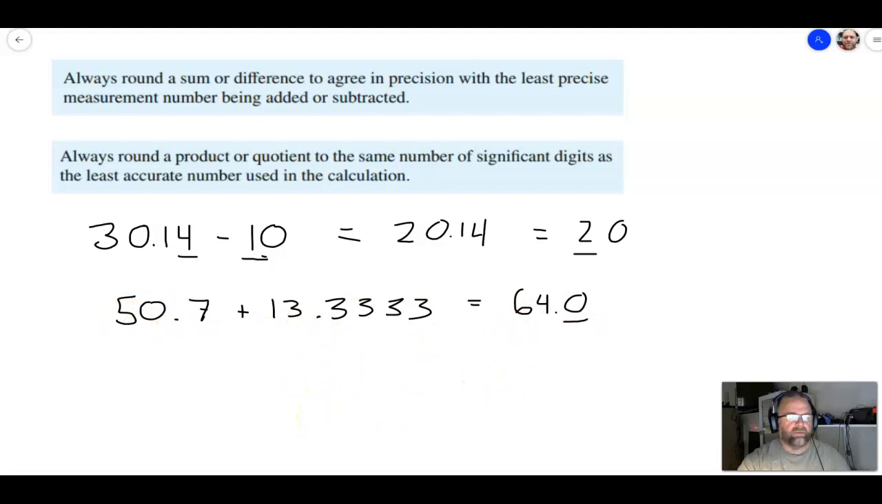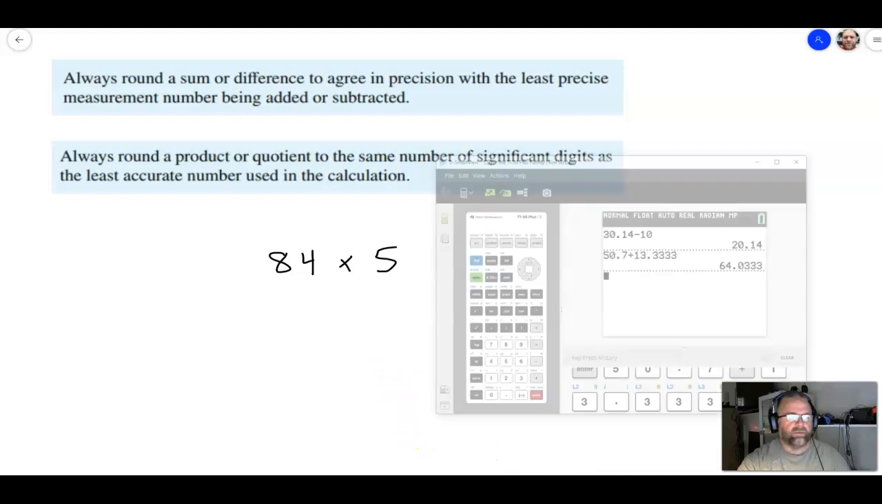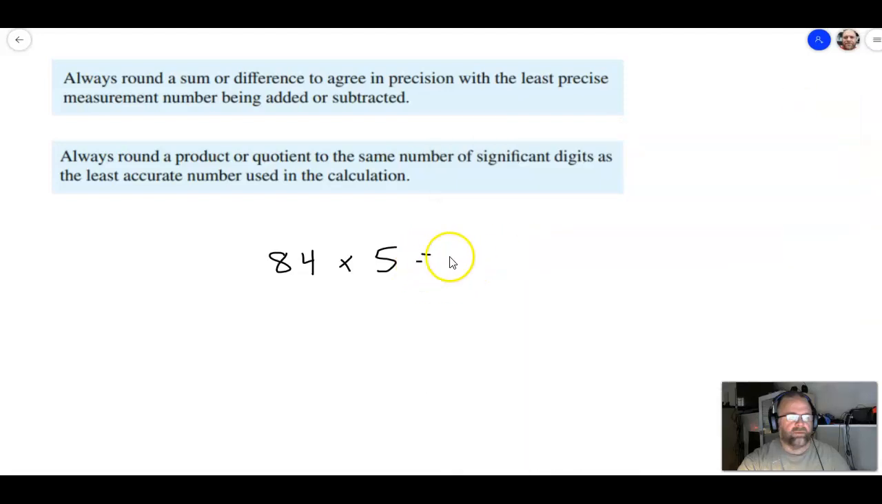All right, so let's take a look at multiplication and division. I'll do the first example, and then I want you to try one. What if I did 84 times 5? Well, I go to my calculator, and I do 84 times 5, and I'm going to get 420. So this is 420.